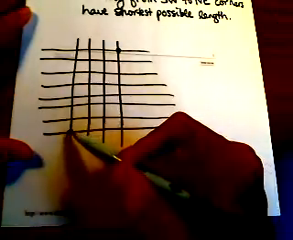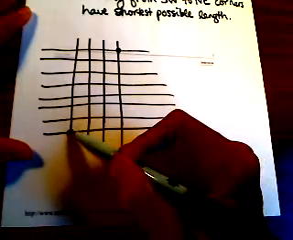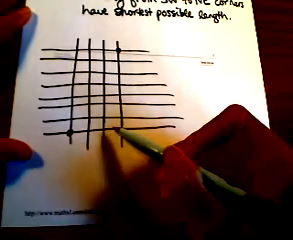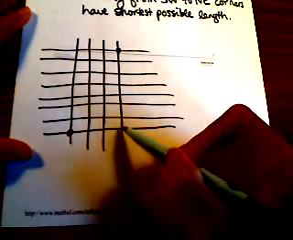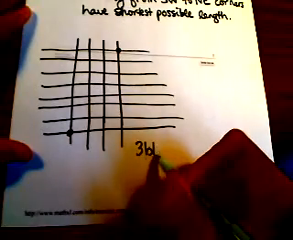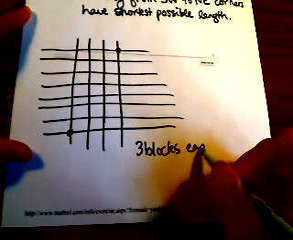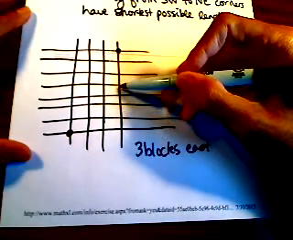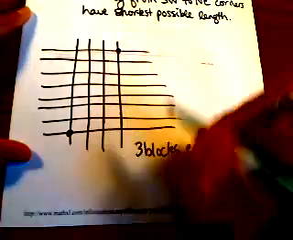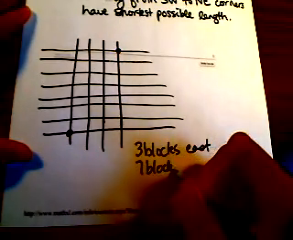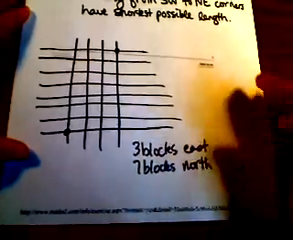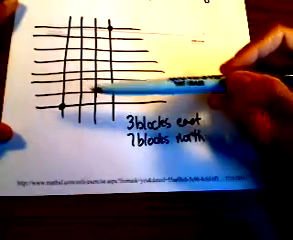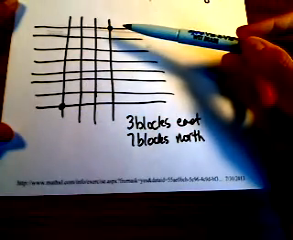So if I want to go from here to here along streets, one of the shortest ways is to go here first. So I would have to move 1, 2, 3 blocks east. And then from here, I would have to move 1, 2, 3, 4, 5, 6, and 7 blocks north.